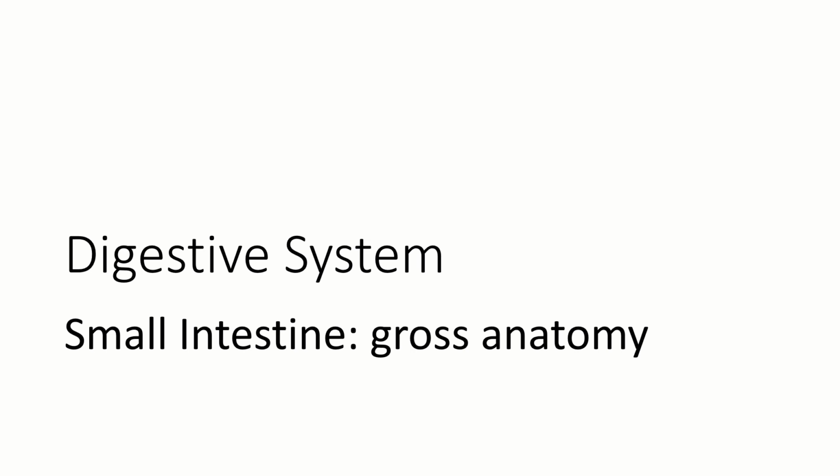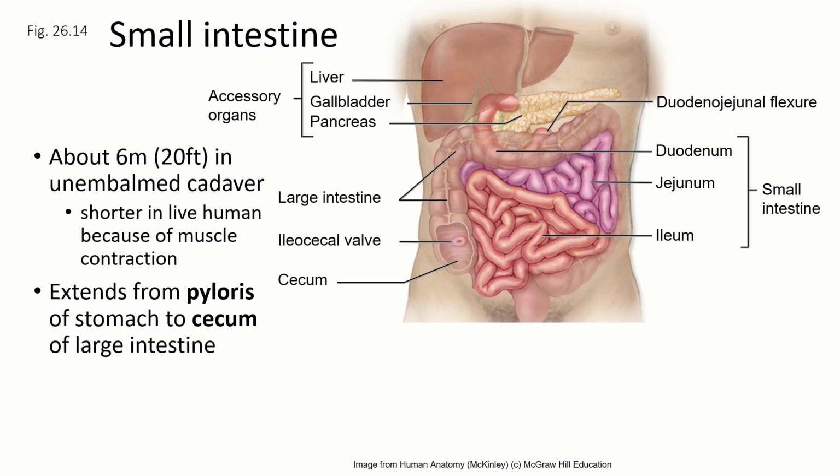Next up, the small intestine. Small intestine, it's about 20 feet long, 6 meters in an unembalmed cadaver. In the live human, muscle contractions make it shorter. Once you're embalmed, tissue shrinks, and so it gets a little shorter. At its longest, it's about 6 meters long.